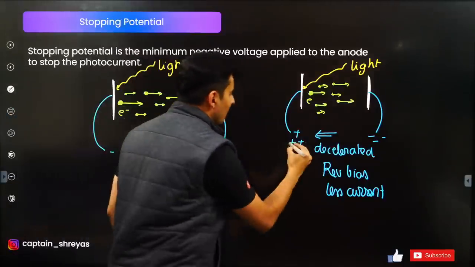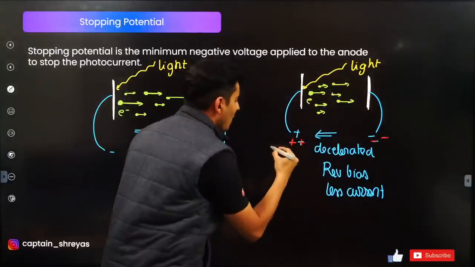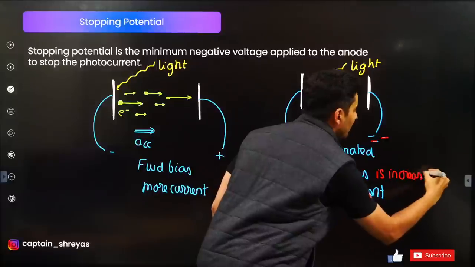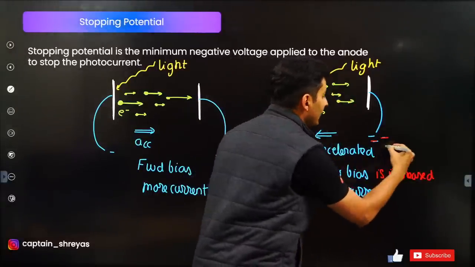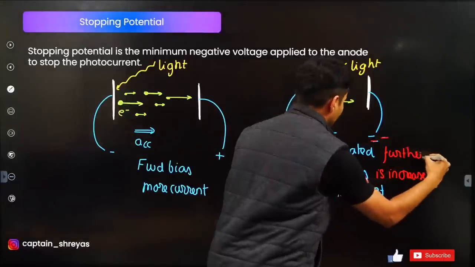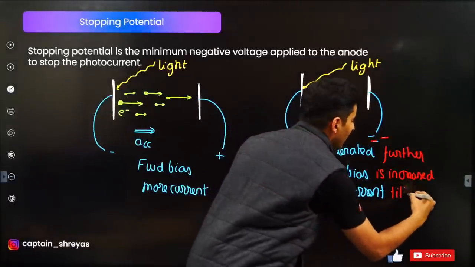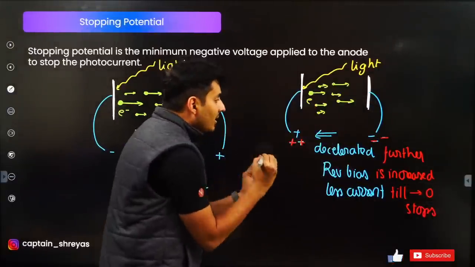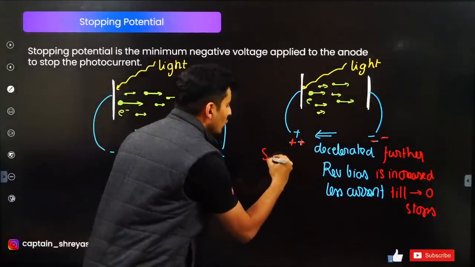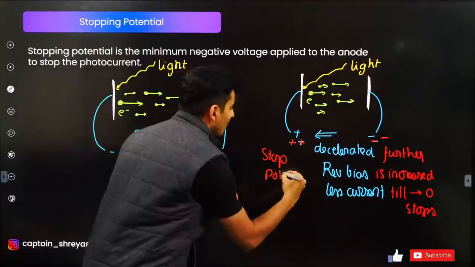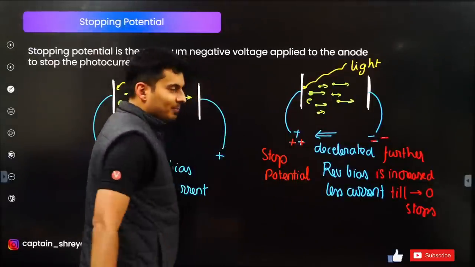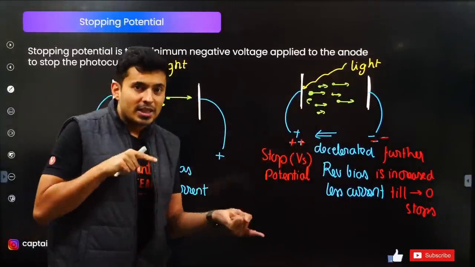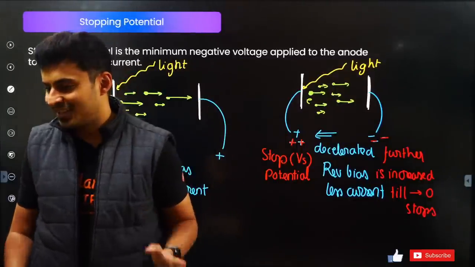So if the reverse voltage, reverse bias, is increased, then what will happen? It is decelerated further. There is less current till it becomes zero. It completely stops. So that reverse voltage is called stopping potential. What is it called? Stopping potential. Everybody clear with this? The symbol for that is VS. That voltage which is required to stop it is called stopping potential, guys.